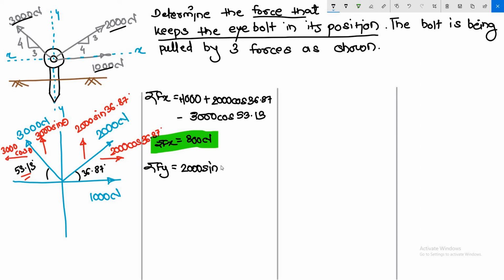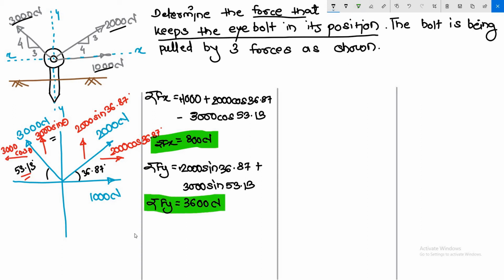sine of 36.87 plus, this is plus 2000 sine of 36.87, and here this 3000 sine of 53.13 will also have a plus sign because it is directed toward the positive y-axis. Therefore, it comes out to be 3000 sine of 53.13. Again, use your calculator and determine the value of Fy. That comes out to be 3600 Newton. Let's keep it highlighted.